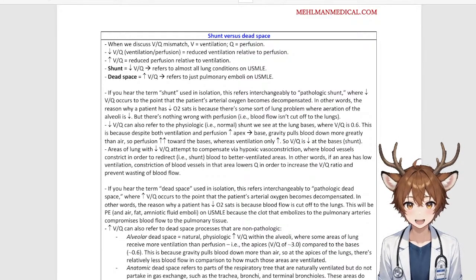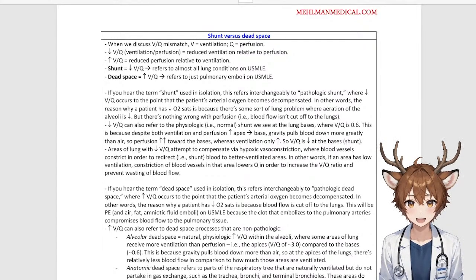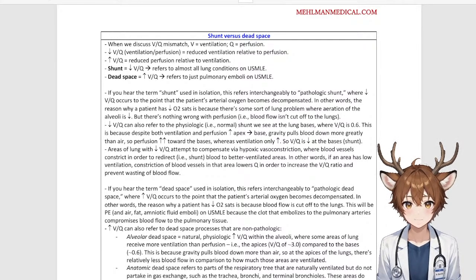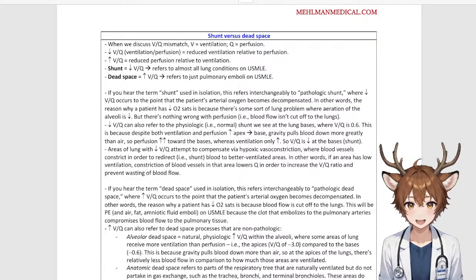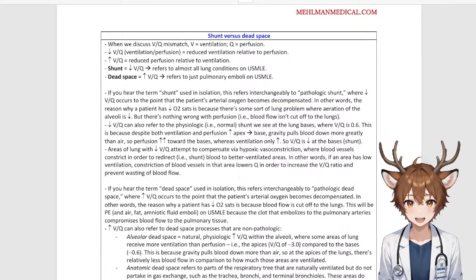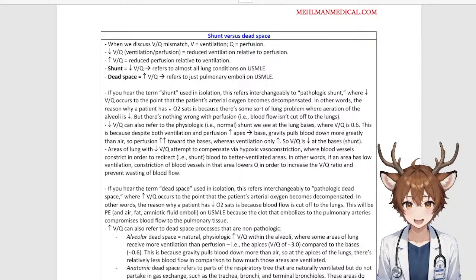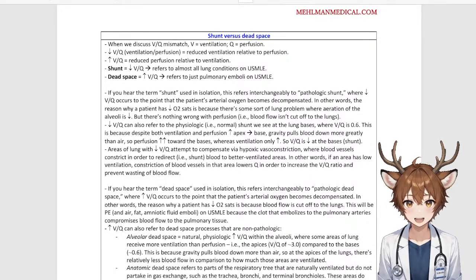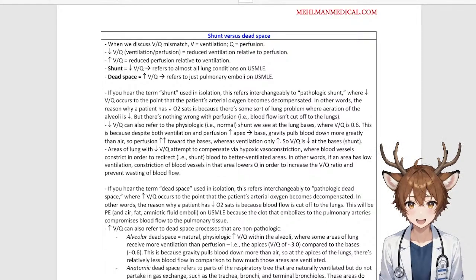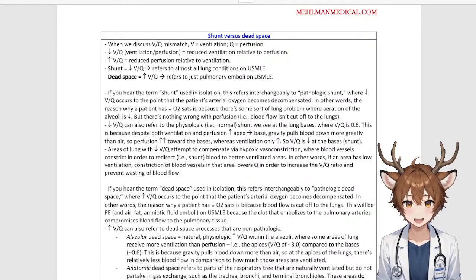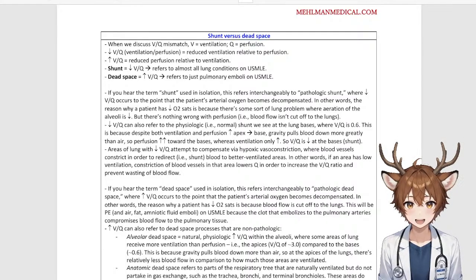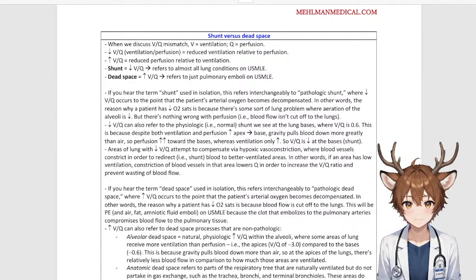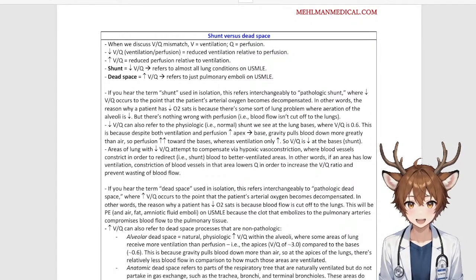If you hear the term shunt used in isolation, this refers to pathologic shunt, where the decrease in VQ occurs to the point that the patient's arterial oxygen becomes decompensated. In other words, the reason a patient has decreased O2 sats is that there is some lung problem where the aeration of the alveoli is decreased, but there's nothing wrong with perfusion. That is to say, blood flow isn't cut off to the lungs.